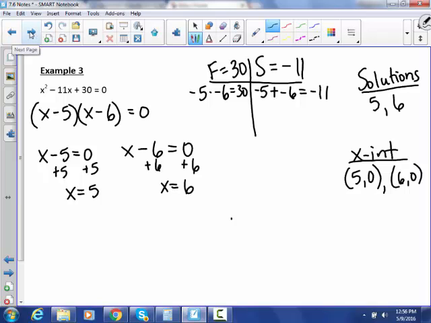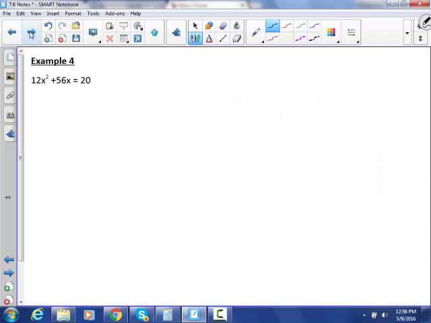All right, last one's the hardest one, so let's pay attention to this one for sure. Subtract 20 from both sides. Okay. So why do we need to subtract 20? Set it equal to 0. It's got to be equal to 0 first. So we're going to start by moving the 20 over.